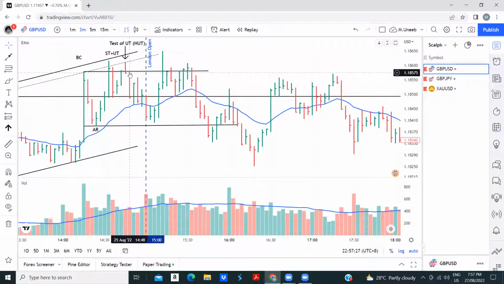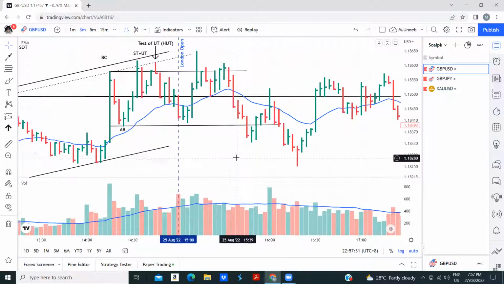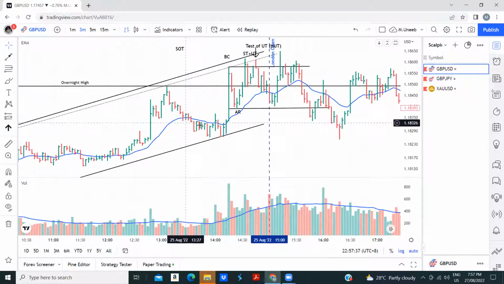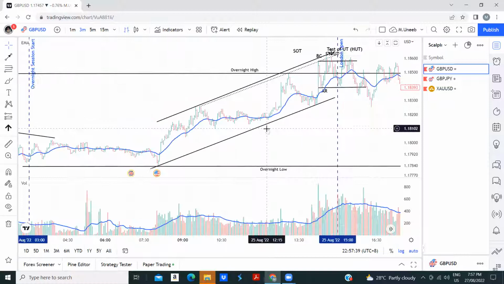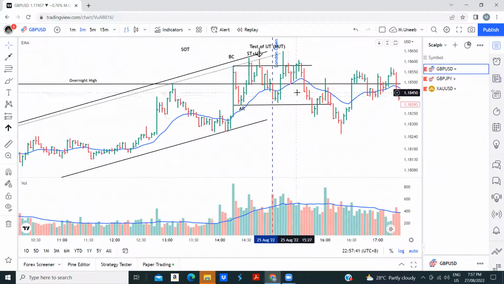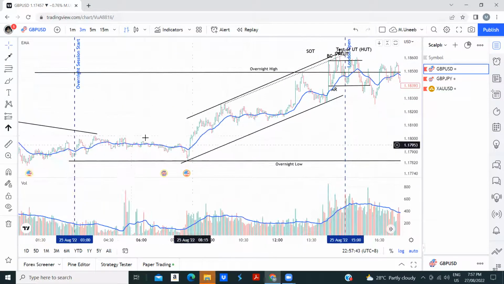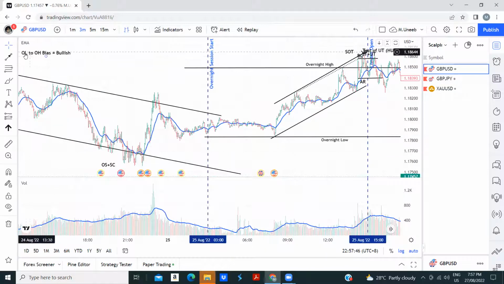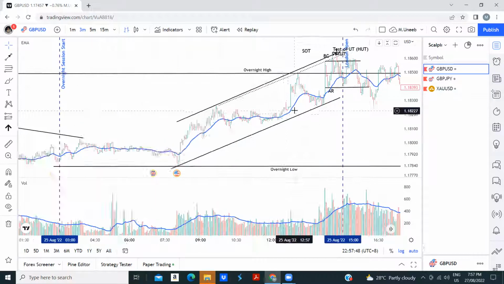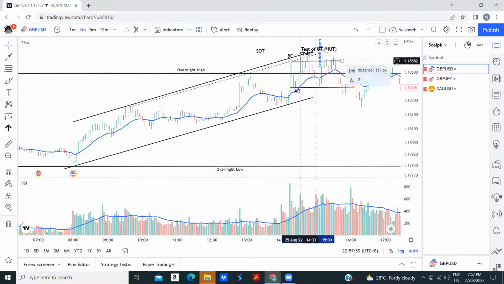And then what do we see? London Opens right over here, and a huge volume here. What do we see here? Now the entry. Can you take an entry over here? Okay, the bias here between overnight high and low. Yes, so right now it's bullish. It means that from overnight low to high is bullish. From overnight high, the bias is bearish.